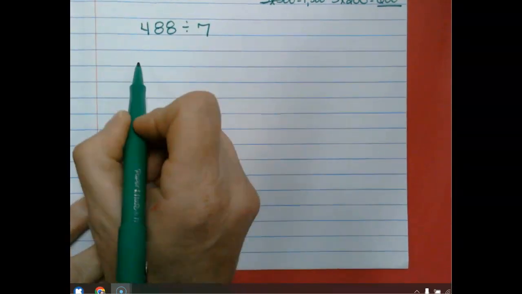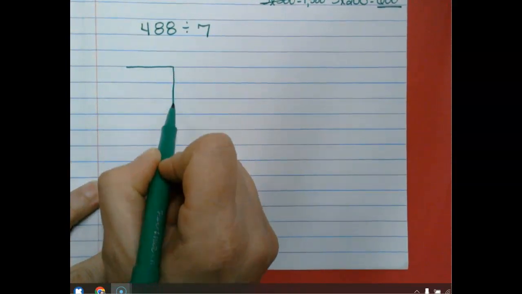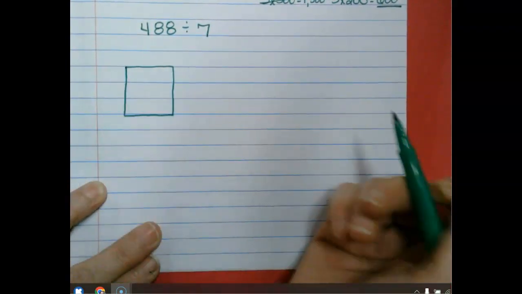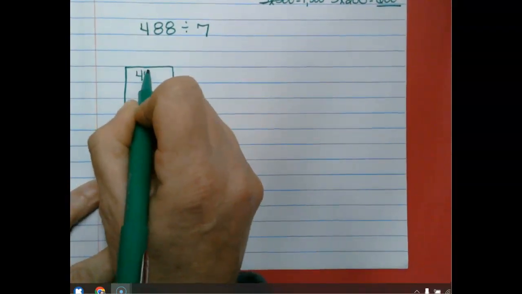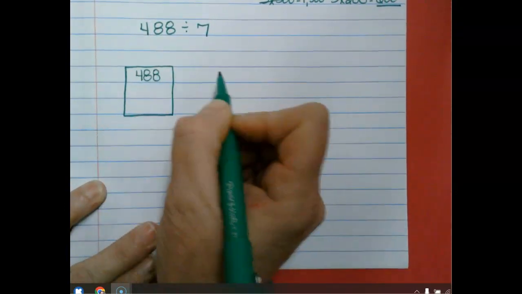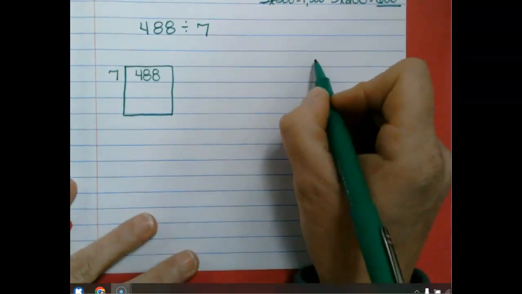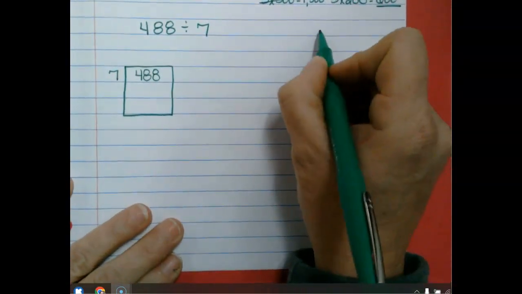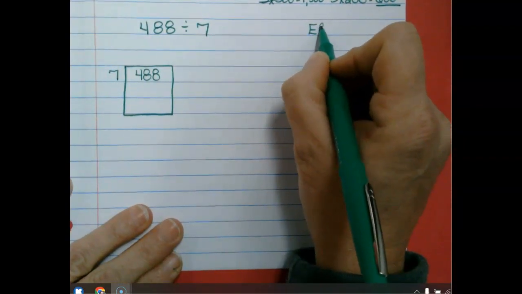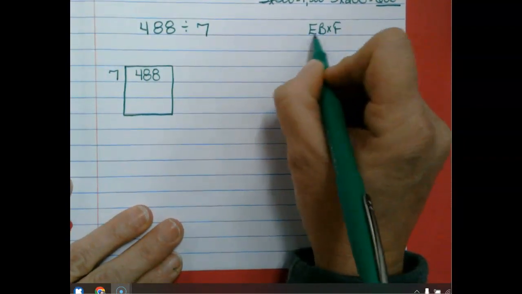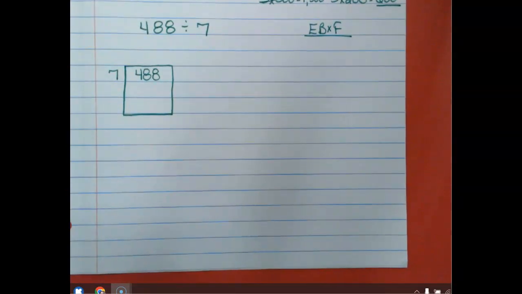So let me go ahead first thing and draw my area model. So there's my rectangle, and I'm going to put my area of 488 and my width of 7. Okay, so I have my area model ready. Now the next thing I'm going to do is I'm going to come over here and I'm going to list my easy breezy multiplication facts. Okay, so what are my facts of 7 that I can use to help me solve this problem?